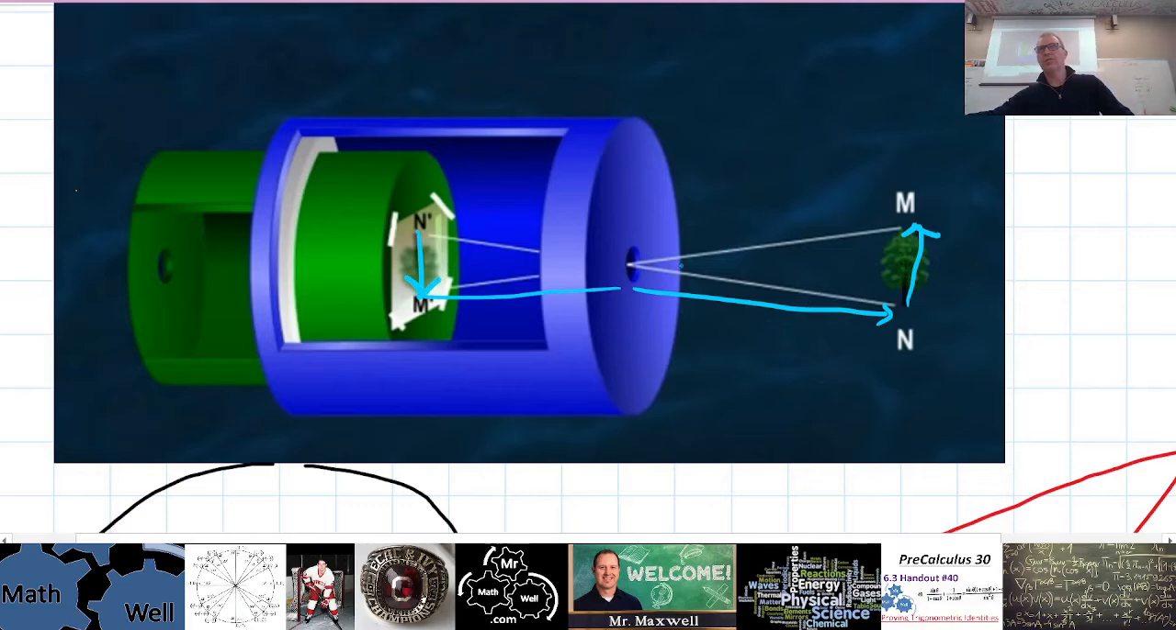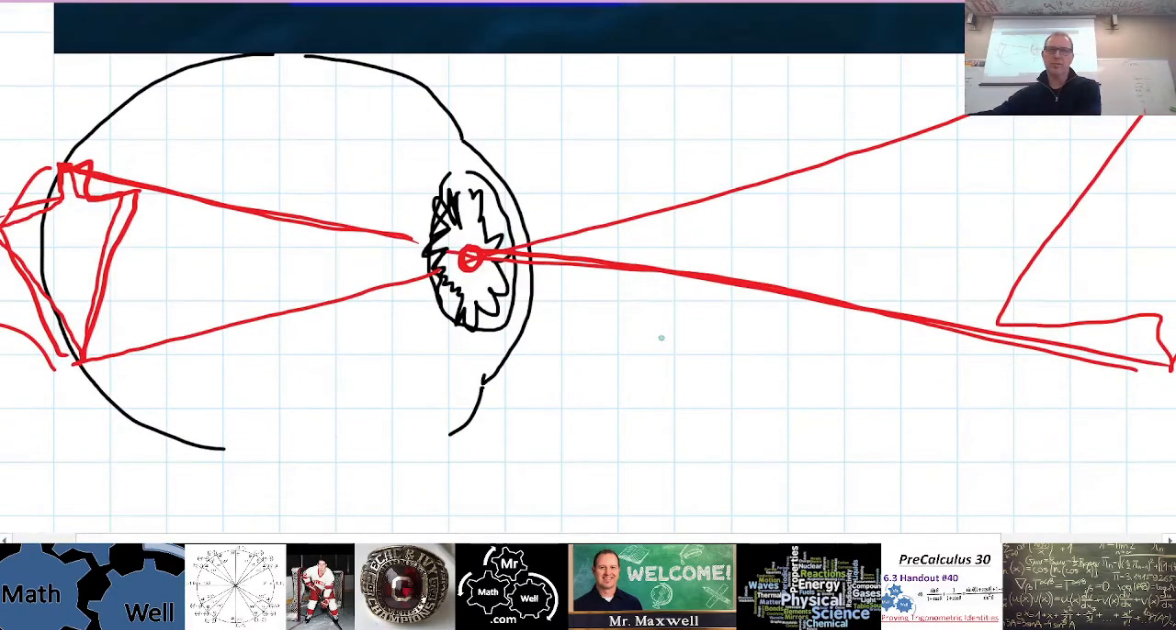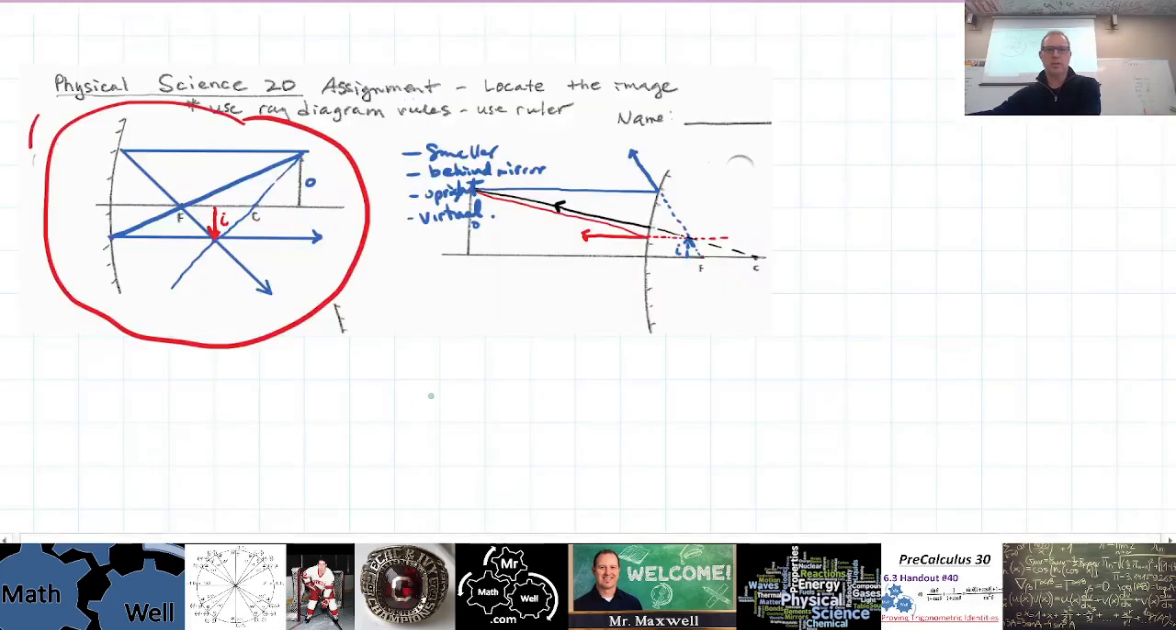If you look at some of your diagrams, for the, well, where is it? Ray diagrams. Okay, that's not it. Ray diagrams here. Okay, so ray diagrams here.